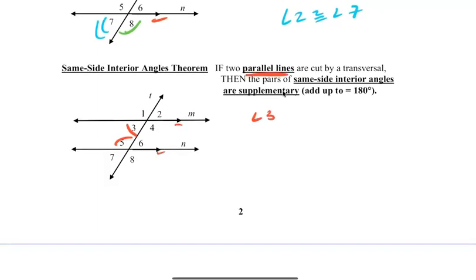then angle 3 plus angle 5 equals 180. Remember, supplementary means they add up to 180. So those same side interiors, the only ones that are a little different, add up to 180. Same thing goes around for 4 and 6. Angle 4 plus angle 6 would equal 180. So those are the properties. They only work if you have parallel lines. Then same side interior angles, the ones next to each other on the inside, have to add to 180.